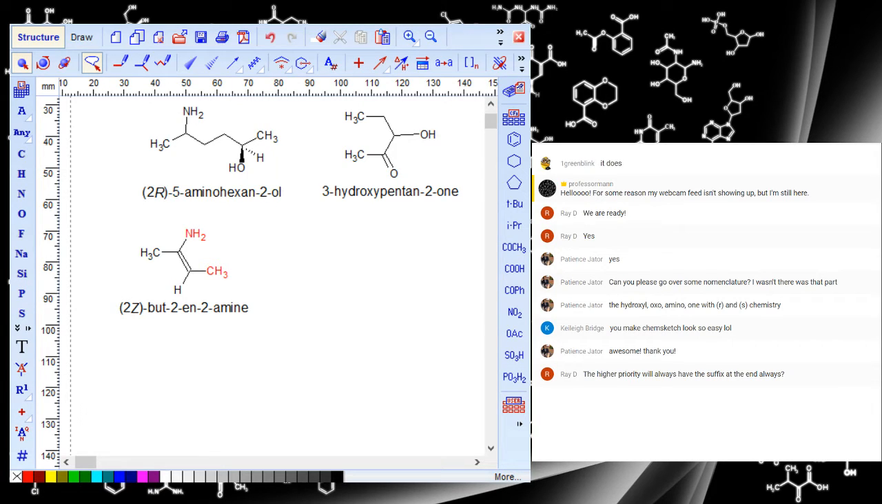Yes, that's right. Whatever that higher priority group is, that's the one that, I mean, that's why they get designated a priority, so that we know how to name them if there's multiple groups. So that's always going to be the case. There's never going to be a time when that's not the case.